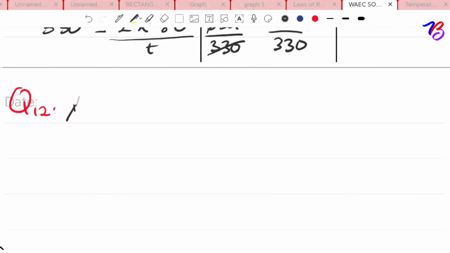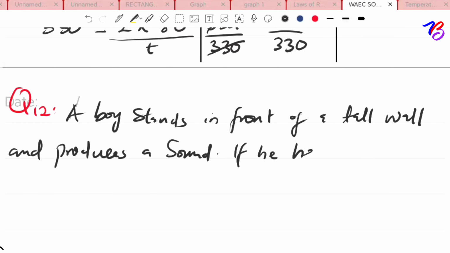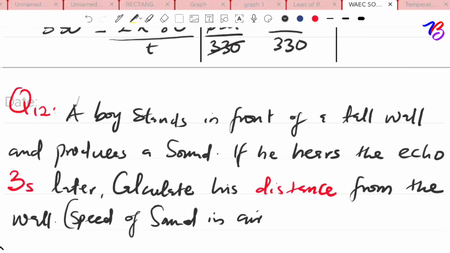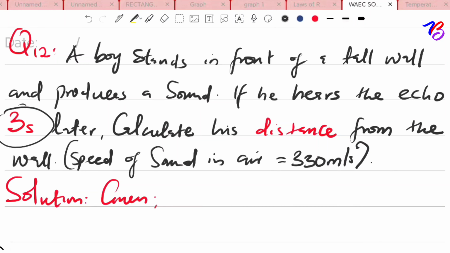Next question. A boy stands in front of a tall wall and produces a sound. Okay? If he hears the echo 3 seconds later, then calculate his distance from the wall. Take the speed of sound in air to be 330 meters per second. So solution from the given data using the Triune parameters. Number 1, we have time to be 3 seconds. Then we are also given our distance to be unknown.